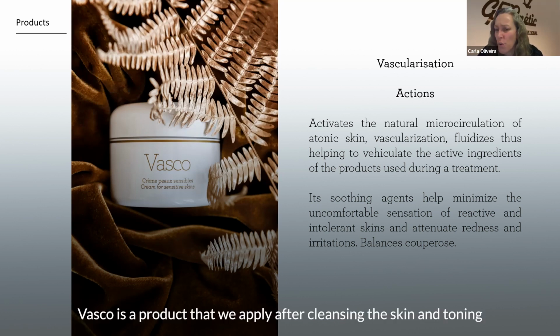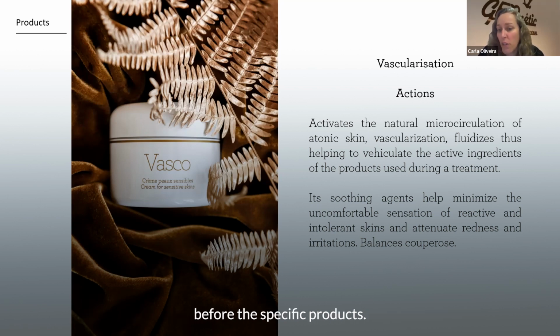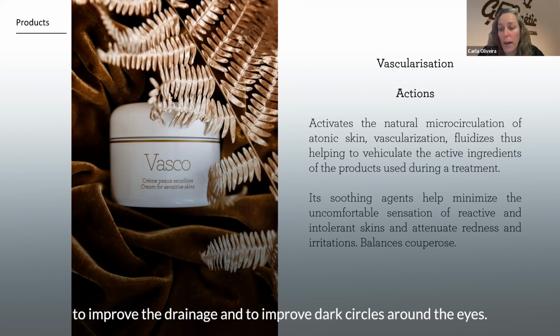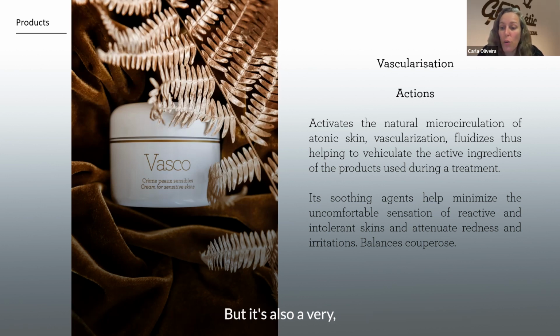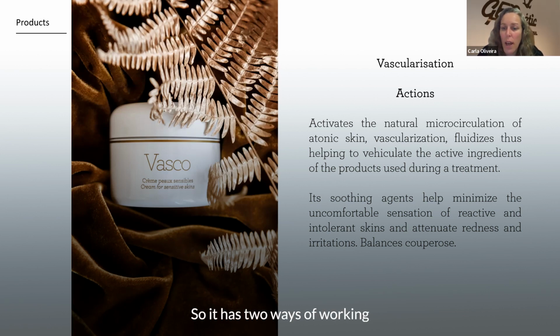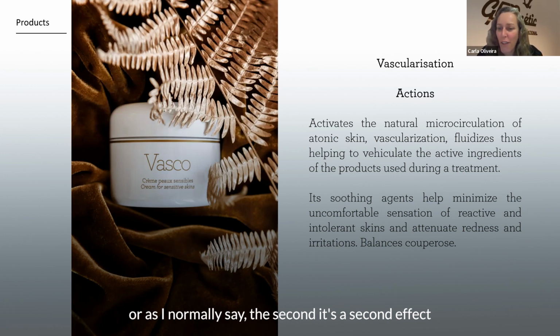So normally Vasco is a product that we apply after cleansing the skin and tonifying, before the specific products. And normally we start this product in the contour of the eyes to improve the drainage and to improve dark circles around the eyes. But it's also a very, very nice product when we want to stimulate the penetration of others. So it has two ways of working, or as I normally say, the second is a second effect of the first one.